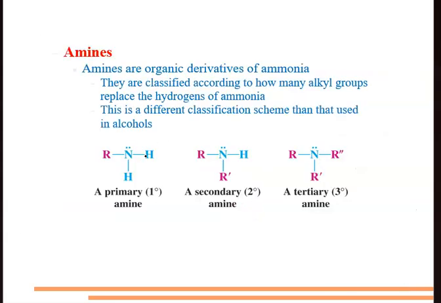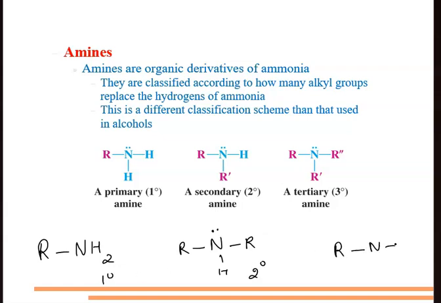Then we come to amines. The general formula is RNH2 if it is a primary amine. A primary amine means the nitrogen has only one R group. If the nitrogen has two R groups and only one hydrogen, then we call it a secondary amine. And if the nitrogen is connected to three R groups, then we call it a tertiary amine.